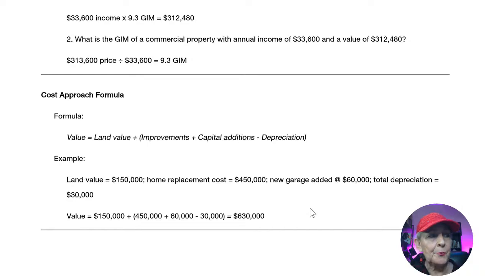of the property is. So the value equals $150,000, which is the land, plus $450,000, which is the improvement. That's the home replacement cost, plus capital addition, $60,000, which is the garage, minus depreciation, which is $30,000. So that gives us a grand total of $630,000, the value of that property.